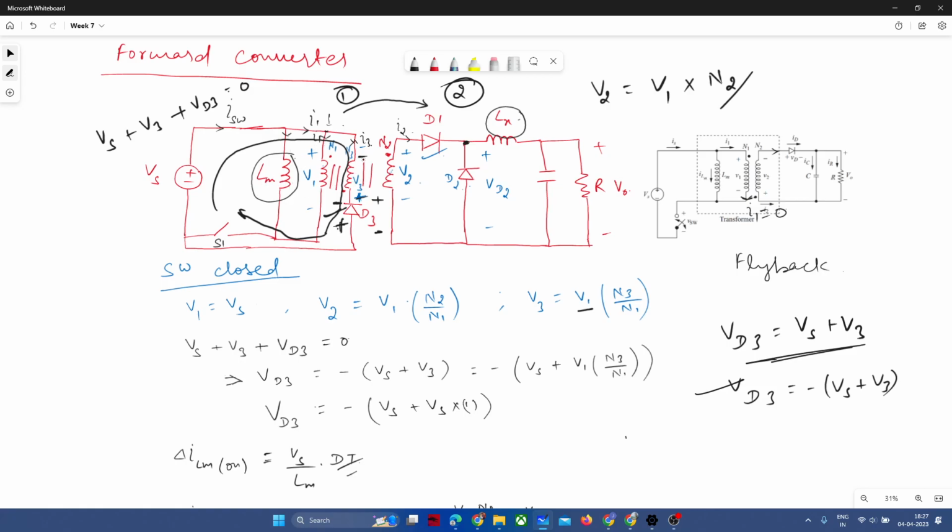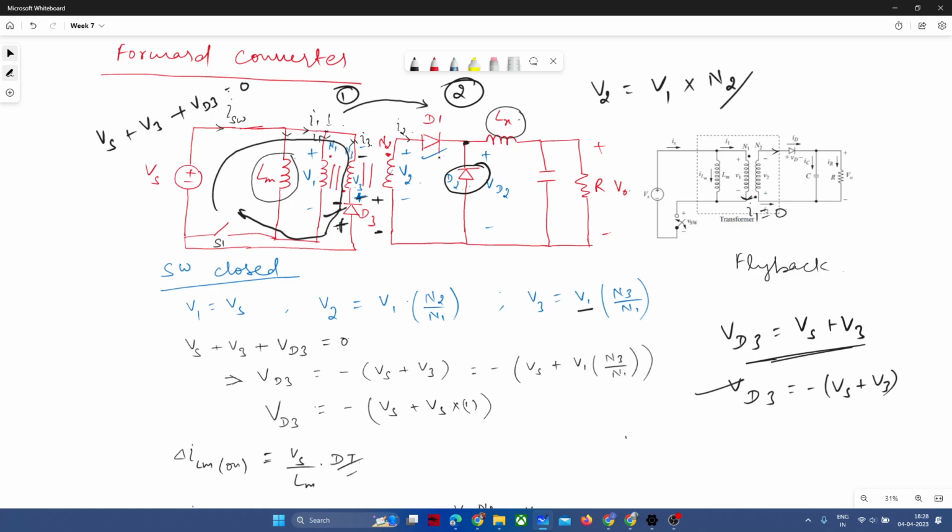So this voltage will have the magnitude Vs and it will get induced to the V2 terminal, and V2 will have the voltage Vs into N2 by N3, and that value will have a negative polarity. So this diode will turn off and diode D2 will turn on. Once diode D2 is turned on, earlier this inductor was getting charged from the fact that V2 was greater than V0.